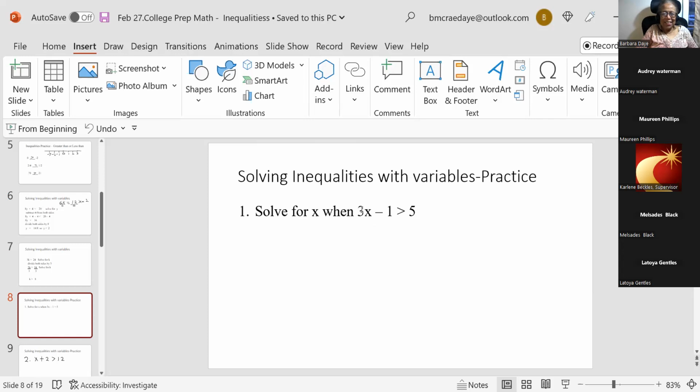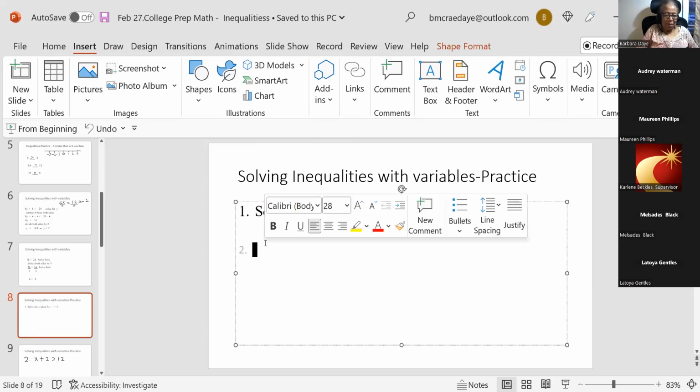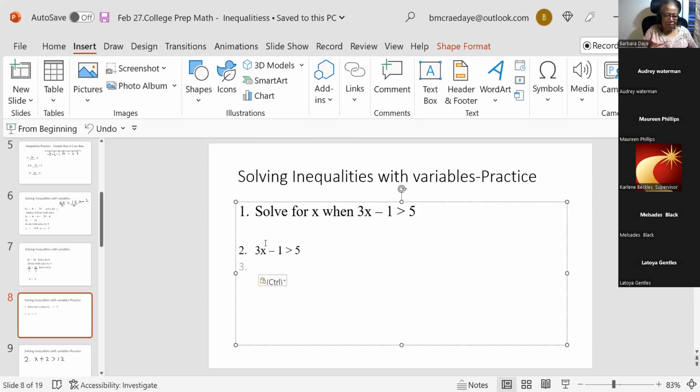Okay, let's take this: 3x minus 1 greater than 5. And let's put it here. Need the numbering. 3x minus 1 greater than 5. Latoya, are you there? Latoya's name is there, but she's not there.